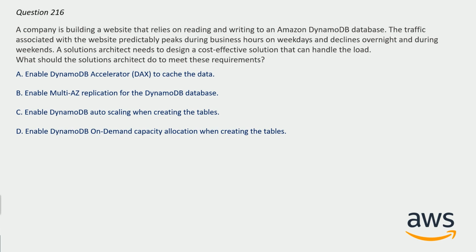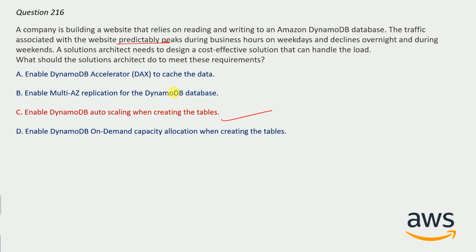Take your time to guess the answer. And let me reveal the correct answer for you. The correct answer here will be option C. Enable DynamoDB auto-scaling when creating the tables. This one is correct because the load is variable and predictable, as it is mentioned here. So option C is best. And if we talk about on-demand, it will be best for unknown workloads. So option C is correct here.